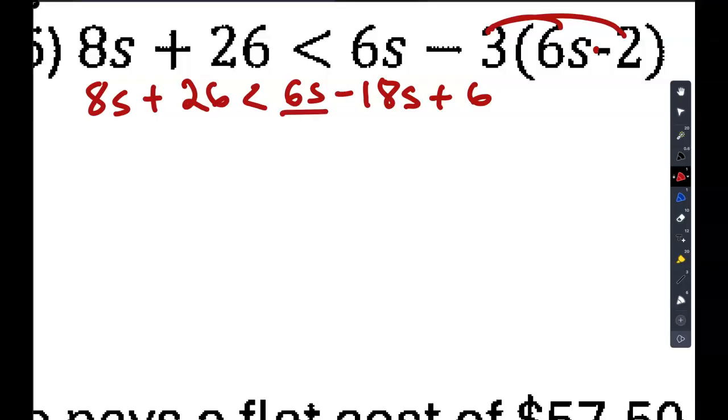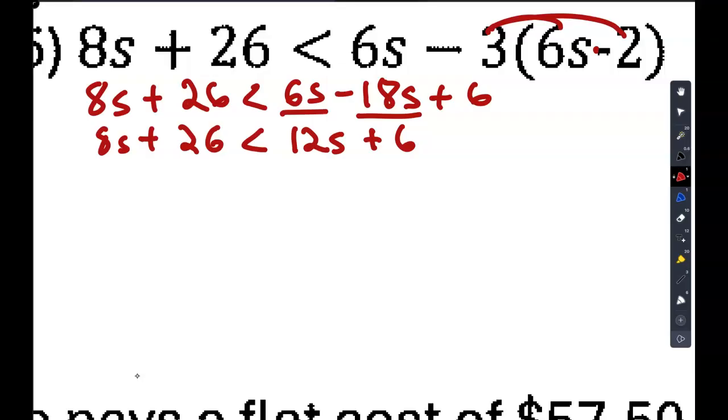All right, we'll collect these like terms. I got 8s plus 26 less than 18 minus 6. Different signs, find the difference. The difference between 18 and 6 is 12. S plus 6. Oh, this is -12s. All right, we're going to do the opposite of minus here.